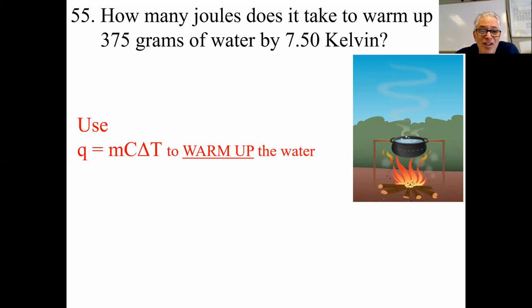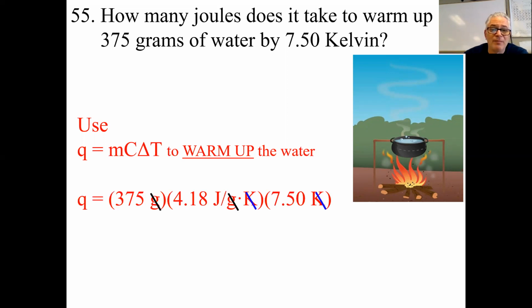Q is still the energy in joules. M is still the mass. C is a different constant. And the specific heat capacity constant for liquid water is 4.18 joules per gram dot Kelvin. Now the delta T, that means the change in temperature. This one's pretty easy. We got it. The change in temperature is 7.50 Kelvin. We don't have to figure it out. We don't have a starting and ending temperature to subtract. There it is, it's 7.5.